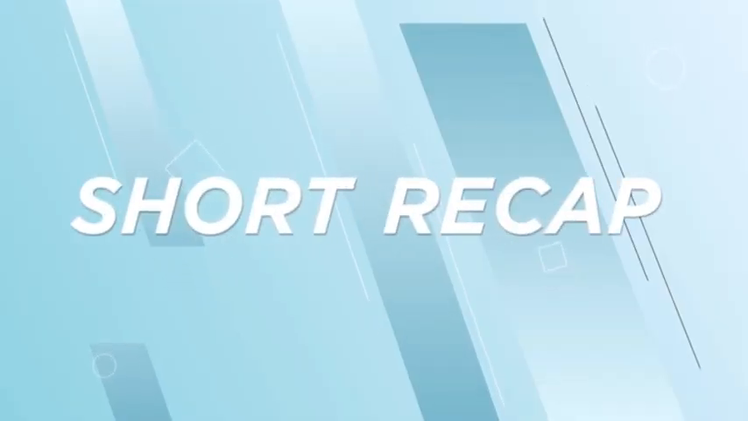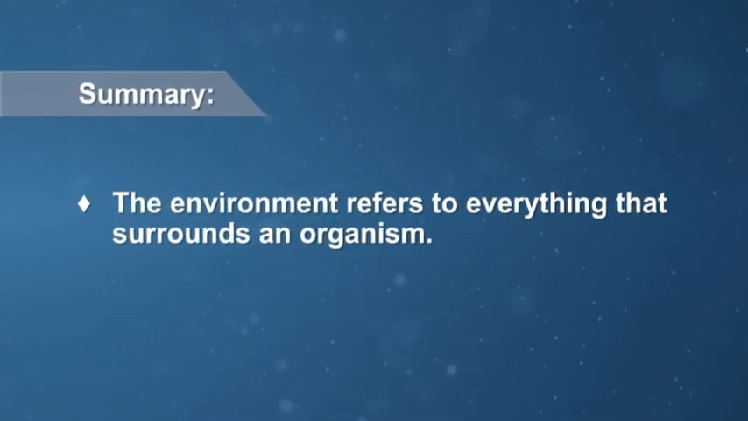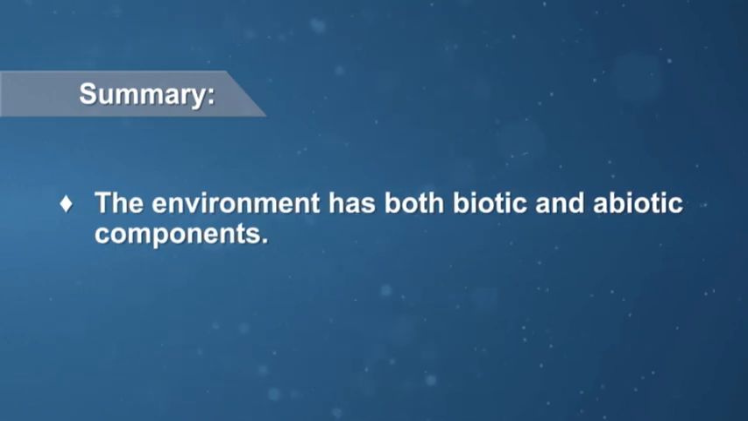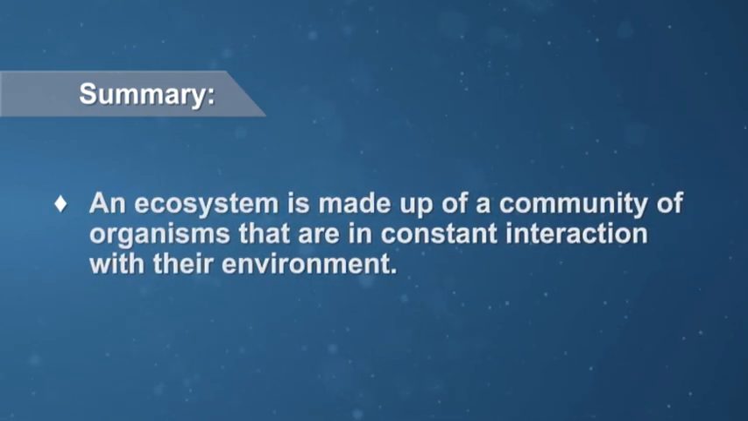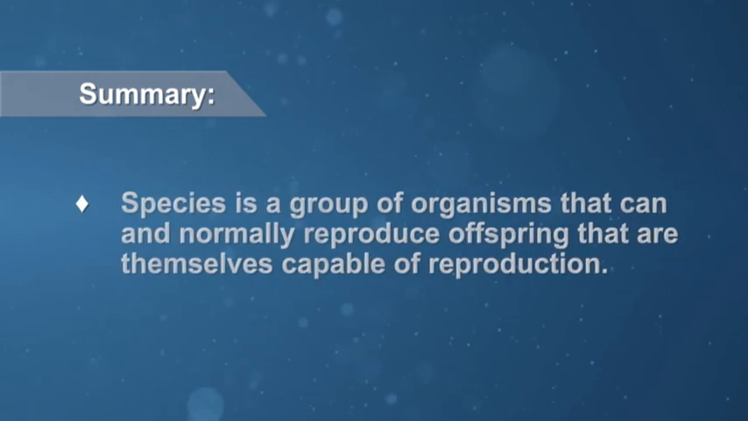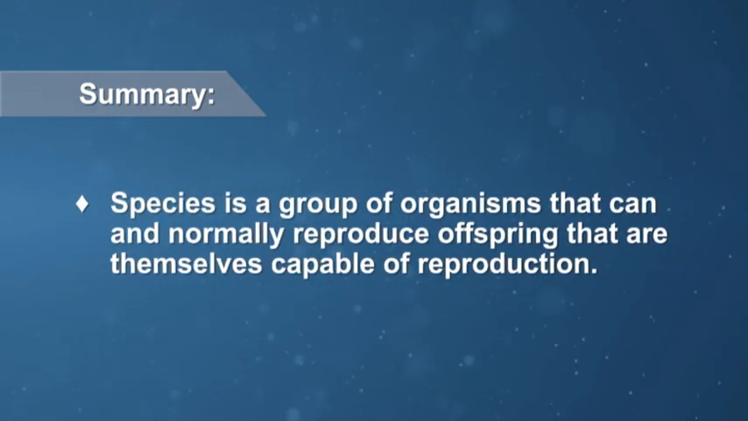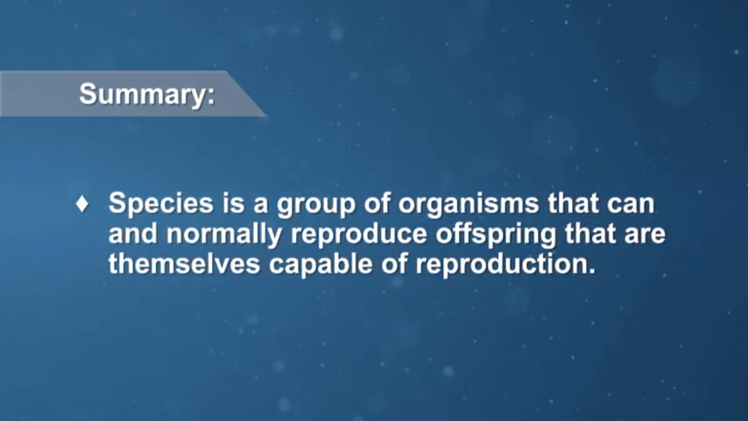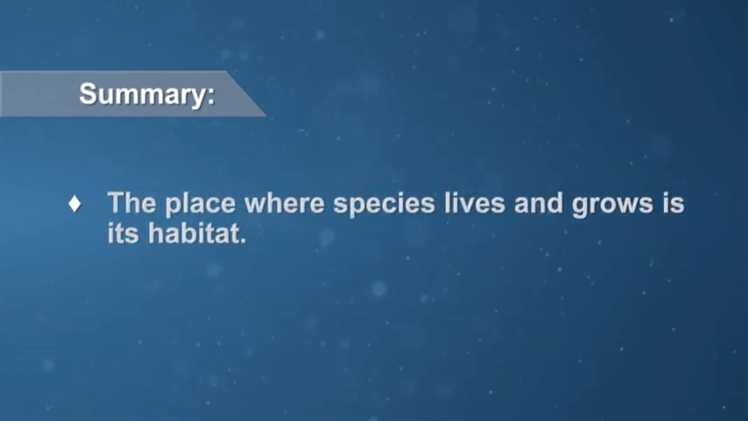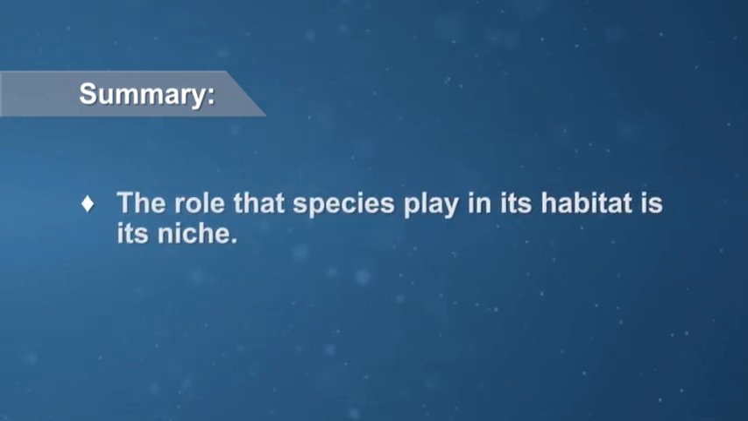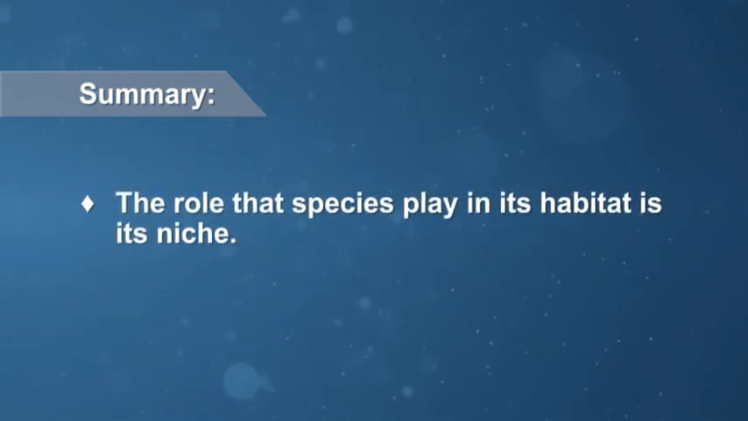Let's remember, the environment refers to everything that surrounds an organism. The environment has both biotic and abiotic components. An ecosystem is made up of a community of organisms that are in constant interaction with their environment. A species is a group of organisms that can and normally reproduce offspring that are themselves capable of reproduction. The place where a species lives and grows is its habitat. The role that a species plays in its habitat is its niche.